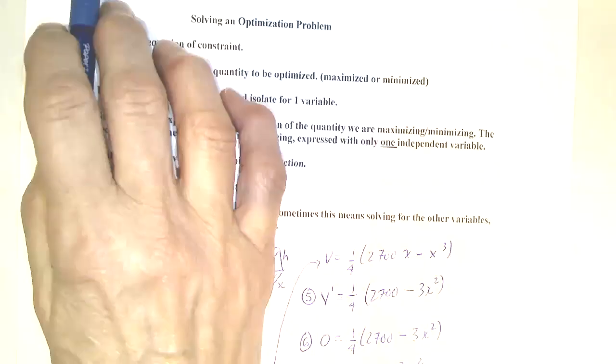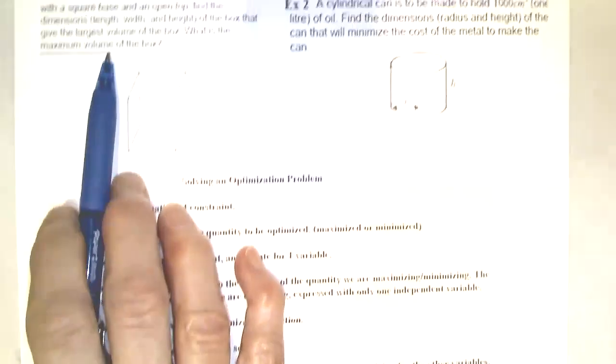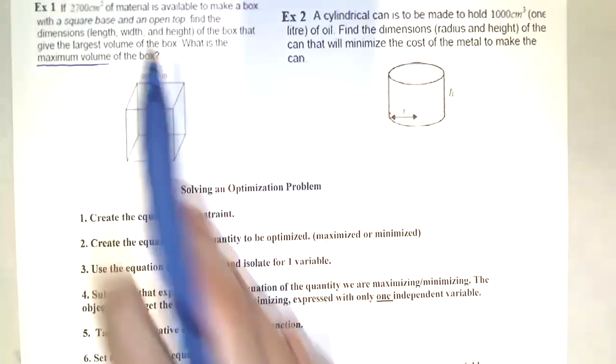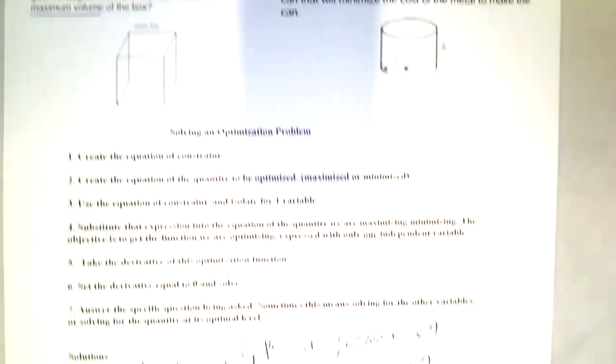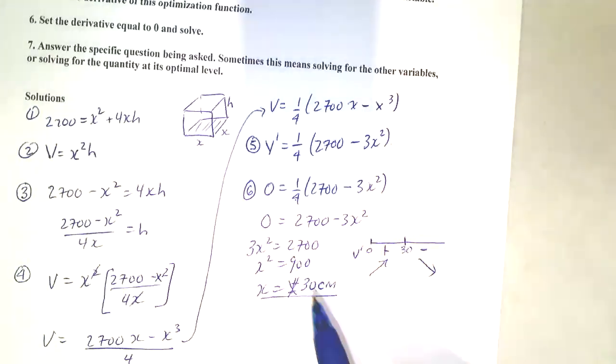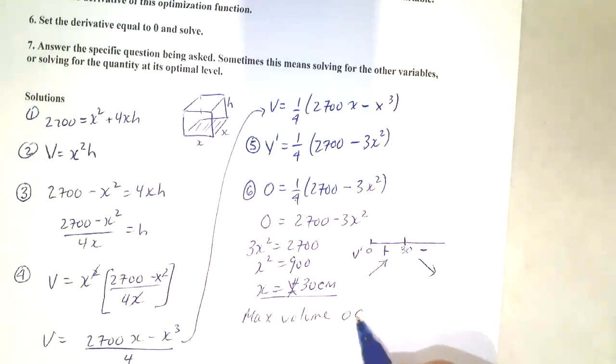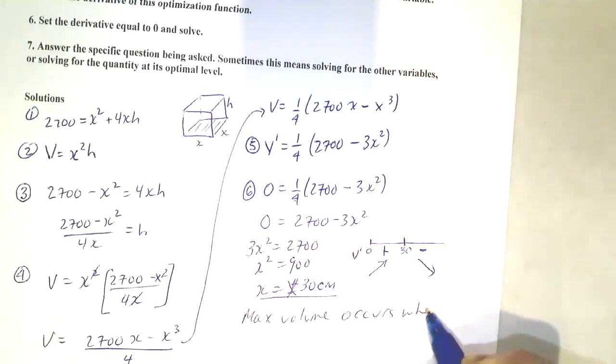It says, what is the maximum volume of the box? I haven't answered that question yet. I know the maximum volume occurs when x is equal to 30.